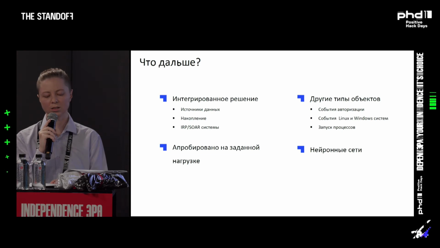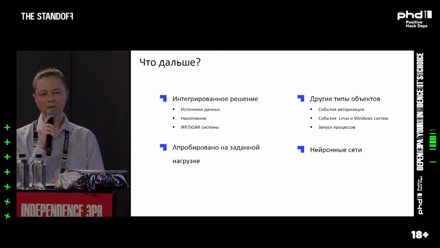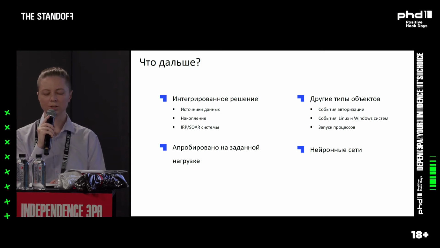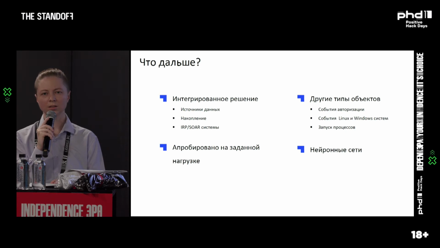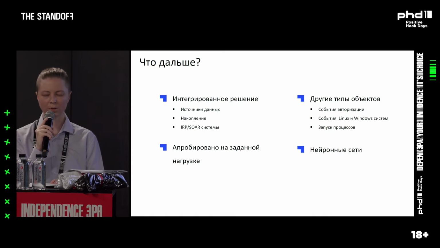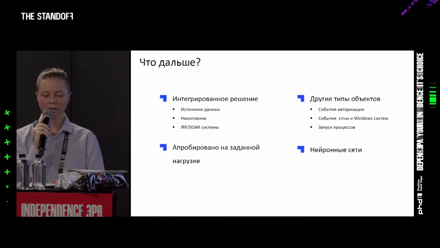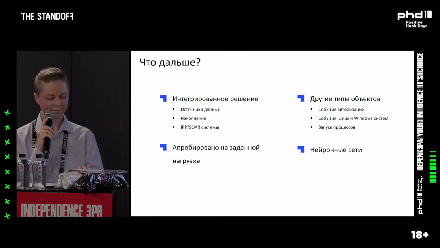We developed an integrated solution which works with different sources of data, accumulates the events, and interacts with the customer's ERP. We tested it with the workload, and generated the appropriate number of incidents and appropriate number of false positives. We try to use this machine learning with different types of objects in the network traffic, like the authorization events, Linux and Windows systems, the launch of processes, etc.